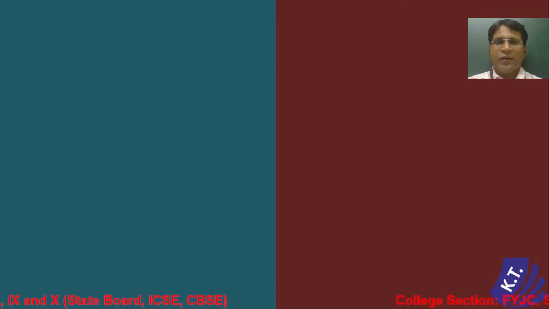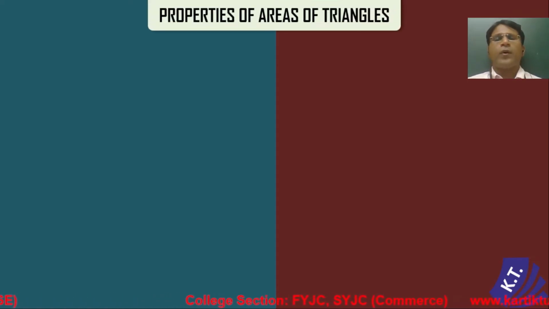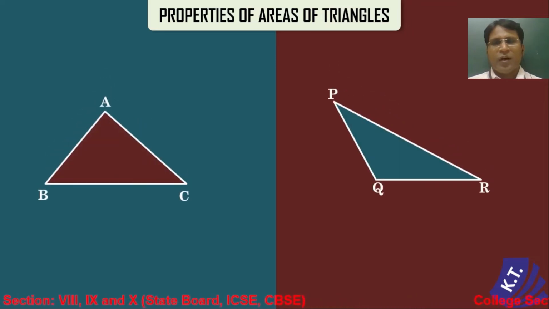Now let's start with it. So first we are going to talk about properties of areas of triangles. Since we have discussed the concept of base and height, I have considered two types of triangle. One is an acute angle triangle and one is an obtuse angle triangle.